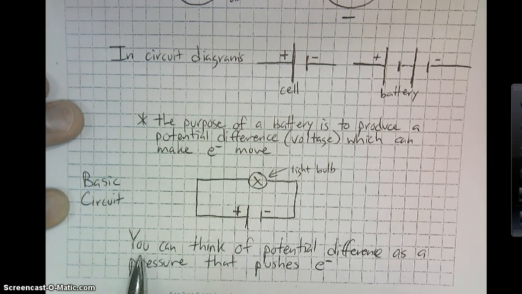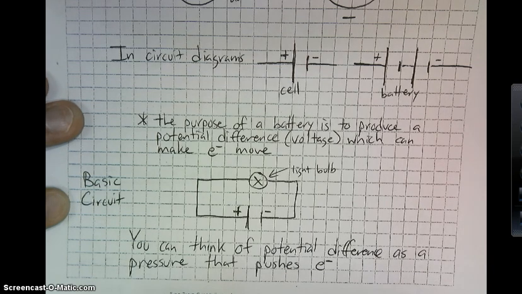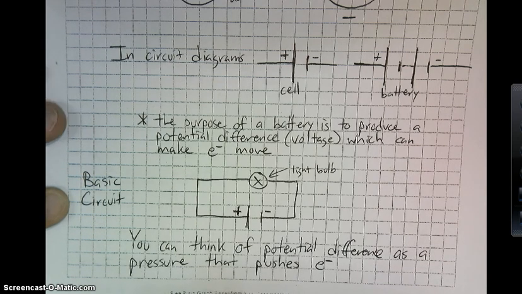Now, I've written down here that sometimes it might be helpful to think of potential difference as a pressure. It produces a certain amount of pressure that actually is going to push those electrons through. Anytime you have a bunch of pressure, it feels like it's pushing, pushing, pushing. So sometimes it's maybe more helpful to think of potential difference as a pressure instead of our basic definition of it. Okay? All right, so that's batteries.